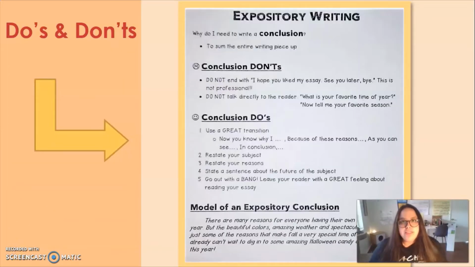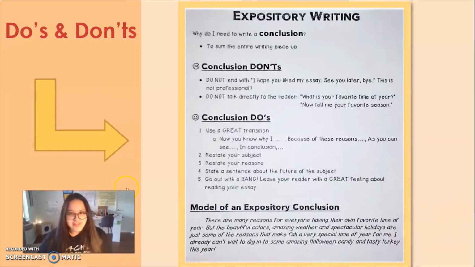So now I'm going to turn your attention to this anchor chart that is from our writing journals. Let me move myself over a little bit so you can see. It is our expository writing conclusions, do's and don'ts. It starts off with a very simple question. Why do I need to write a conclusion? And the answer: to sum up the entire writing piece. That's quick, that's to the point, and that's why we need to write a conclusion.